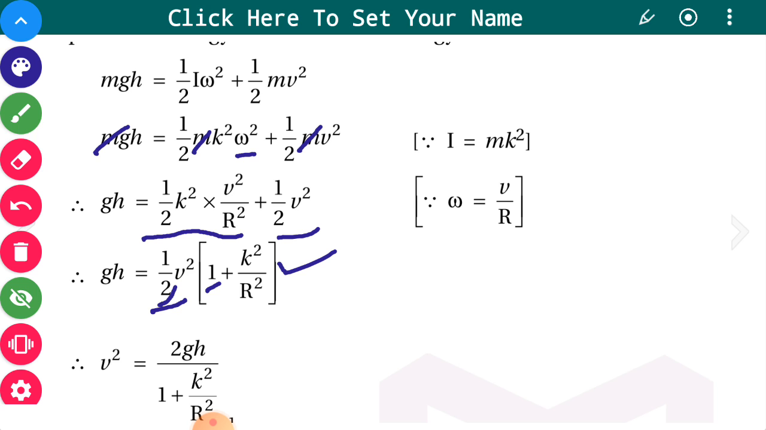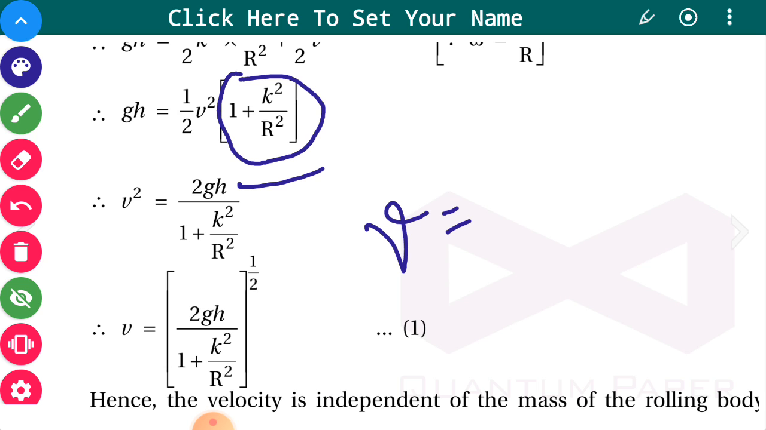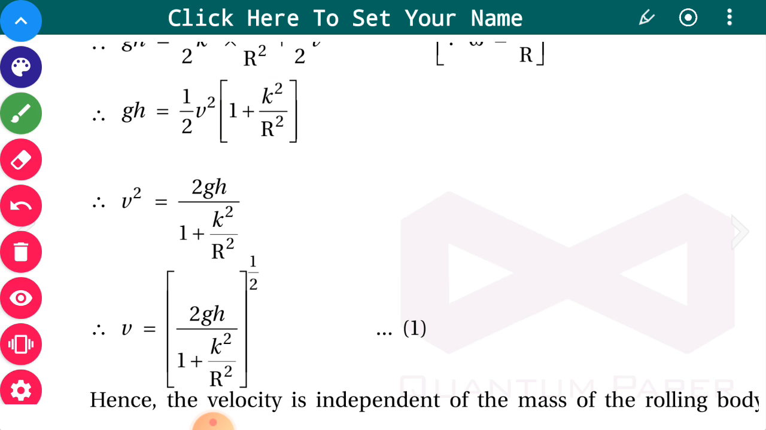2 is multiplied with this gh, so it becomes 2gh, and v square is then made the subject of the formula. So we will have 2gh upon this value, that is 1 plus k square upon r square. And if you find v, then it will be the square root of this, that is under root of 2gh upon 1 plus k square upon r square.